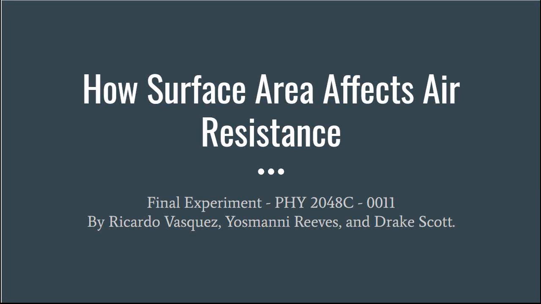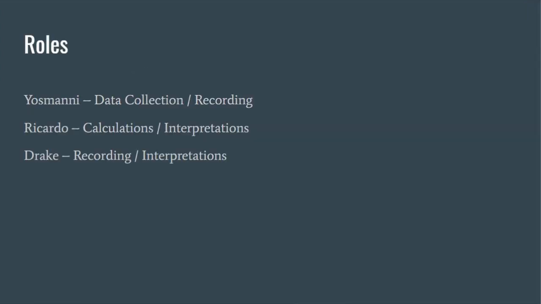This is how surface area affects air resistance of an object. This is the final experiment project for the physics lab by Ricardo Vasquez, Yosmanni Reeves, and Drake Scott. So for roles, Yosmanni was data collection and recording, Ricardo was calculations and interpretations, and Drake was recording and interpretations.